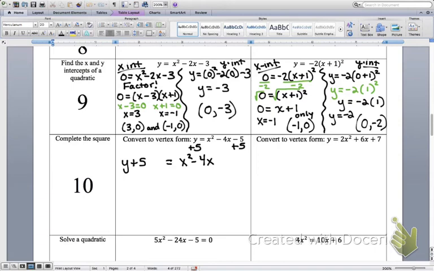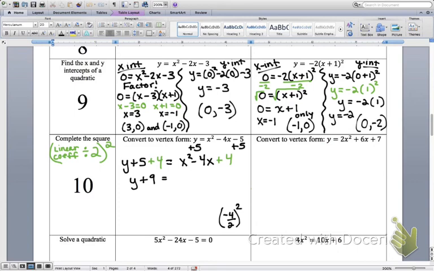so that we can write it as a binomial squared. We find that by taking the linear coefficient, dividing it by 2, and then squaring that number. So for this example, we're going to take -4, divide it by 2, and square it. We end up getting +4, so we add that to both sides of the equation to keep the balance. So the left side becomes y plus 9 when we combine like terms, and the right side we can write it as a binomial squared now.